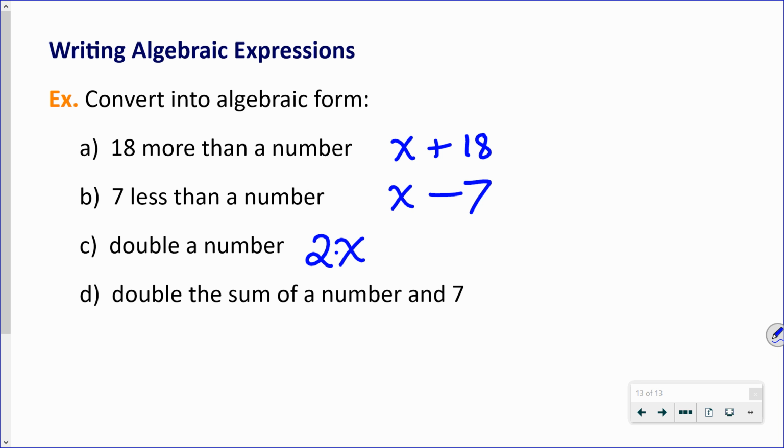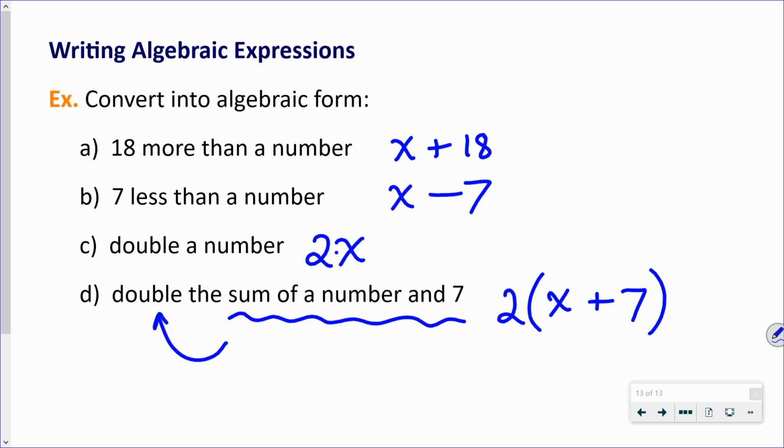And then finally, double the sum of a number and 7. So the sum of a number and 7 is then being doubled, is the idea here. So sum, I remember, means addition. And I need to write down the sum of a number and 7 first. So a number and 7 has a sum, looks like that. And then I need to double that. So somehow I need to get 2 of those on the page. So I can add another x plus 7, or I can group it and show that I am doubling the entire quantity in parentheses. And that's about as tricky as that's going to get. And that is all.